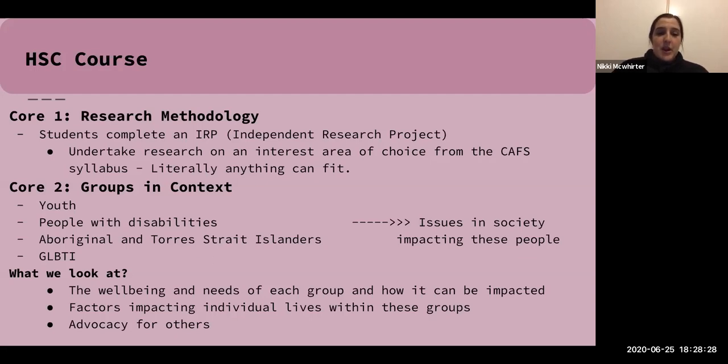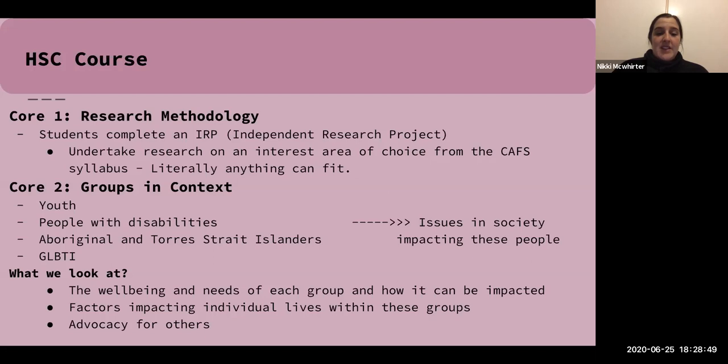Core 2 is all about groups in context. So we look at the 4 groups of youth, people with disabilities, Aboriginal and Torres Strait Islanders, and GLBTI. And then we look at the issues impacting those 4 groups. And we also look at how these groups and their well-being is impacted, because these are minority groups.